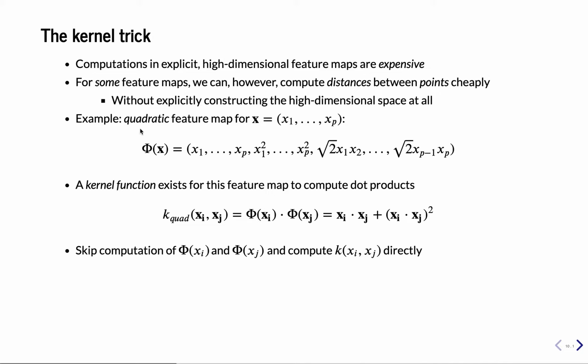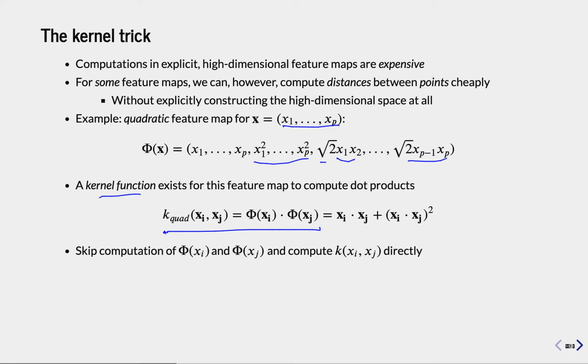So let's say, for example, we take the quadratic feature map, which looks like this. So it's our inputs, x1 to xp, we add all the squares, and we add all the combinations of all the features times square root of 2. For this feature map, there exists a kernel function. A kernel function is defined as this. So a kernel function is basically a dot product in a higher dimensional space. That sounds scary if you've never seen this before, but it's actually quite simple.